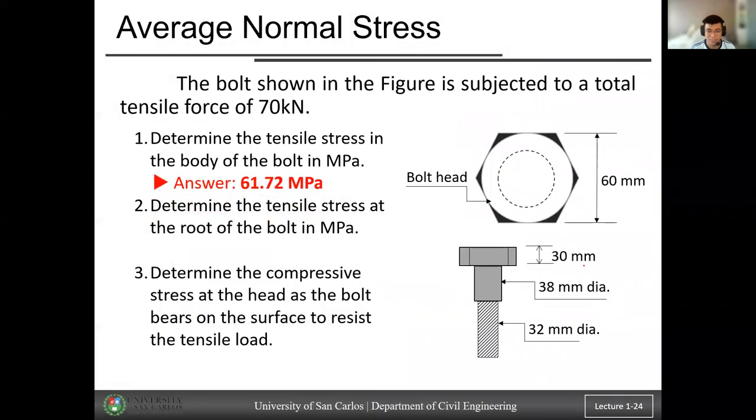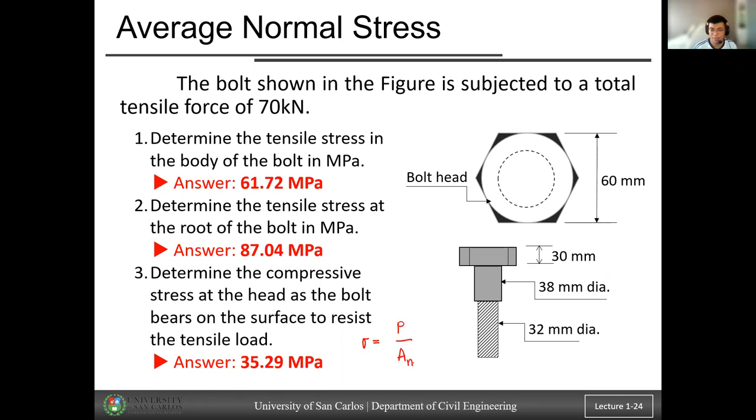So 61.72, that's correct. Then 87.04 megapascal. And for number 3, for you to verify your answer later on, this would be the answer: 35.29. For an additional hint, that would be stress equals force over the area net, which is the hexagon minus the area of the body of the bolt. That would be 35.29. I think the challenging part here is getting the area of the hexagon.